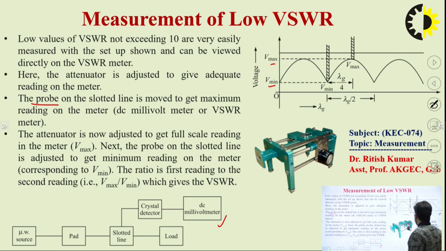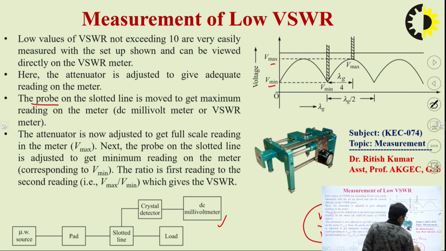If you take the ratio of these two, we will get some value, and that value is known as VSWR, because in other words, we can say VSWR is the ratio of maximum voltage to the minimum voltage. So this is about how to measure the low VSWR by using the slotted waveguide, and the measurement setup we have mentioned over here. So I think this is clear to all of you how to measure the low VSWR, a very simple technique to measure it.